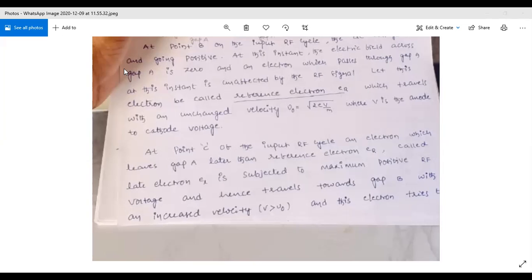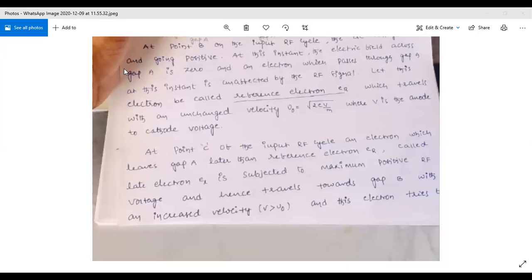And when you look at this Applegate diagram, here I want to assume the times are TL, the late time, TR, the reference time, and TE, the early time. So TE is more, that means velocity is less, right? So for this early electron, what is the velocity? Velocity V is less than V0. It is traveling with less velocity, so automatically it takes more time. Whenever it is traveling with more velocity, it takes less time. That's why more time is required to travel through the drift space.